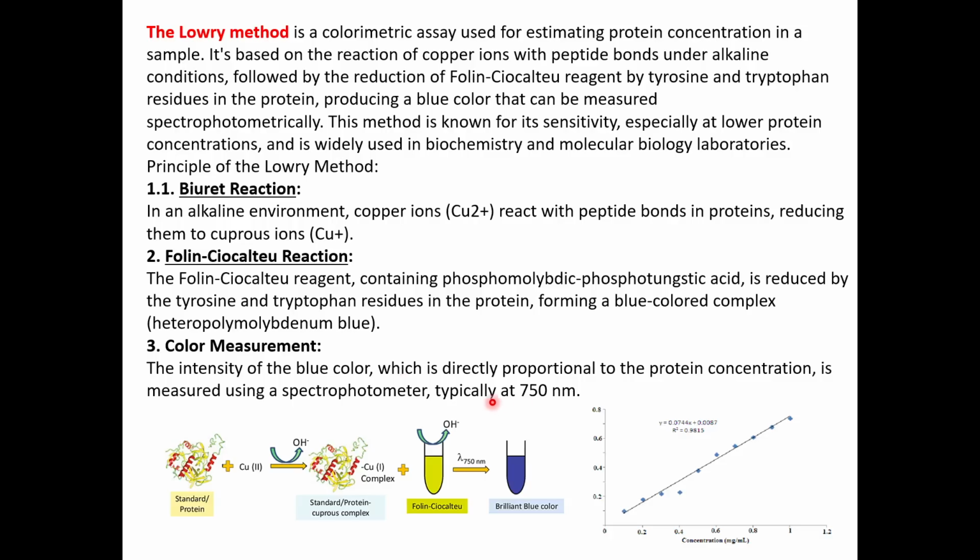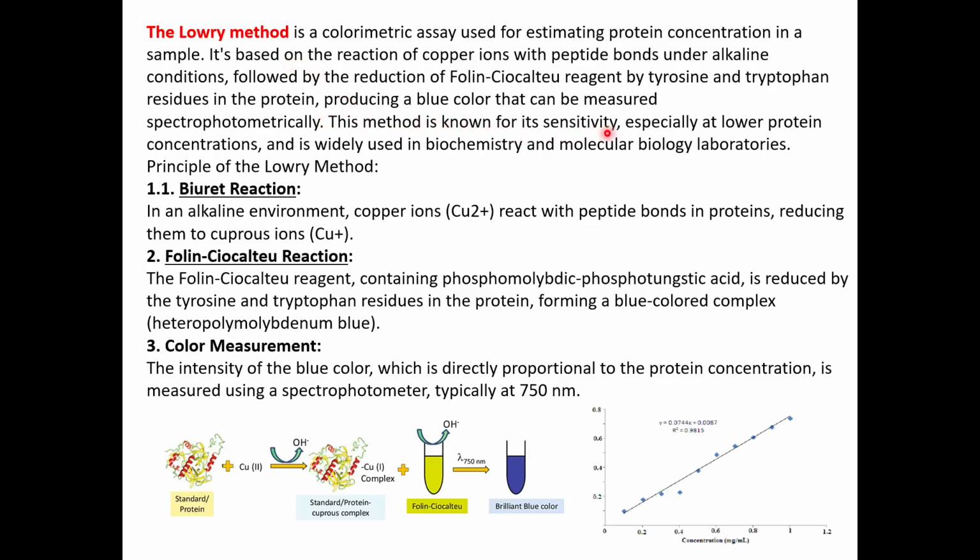Then coming to the Lowry method. This is a protein estimation method. Lowry is a colorimetric assay used for estimating protein concentration in a sample. It's based on the reaction of copper ions with peptide bonds under alkaline conditions. So you have an alkaline buffer and then a copper solution, followed by reduction of Folin-Ciocalteu reagent by tyrosine and tryptophan residues in the protein. This produces a blue color that can be measured spectrophotometrically.